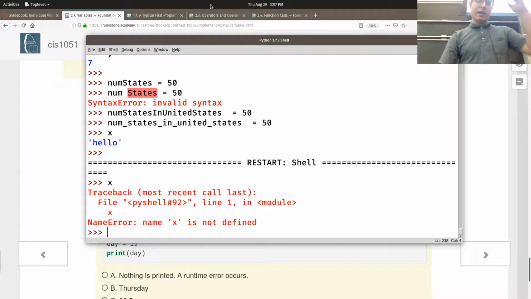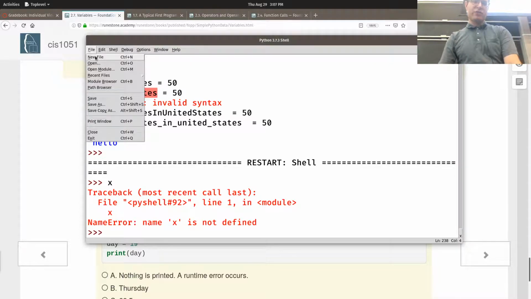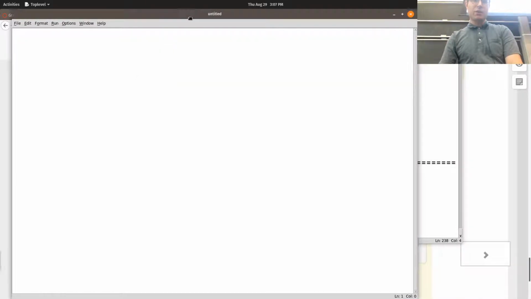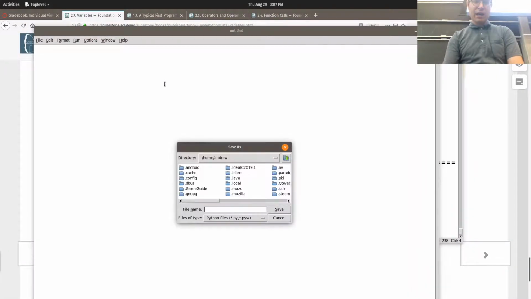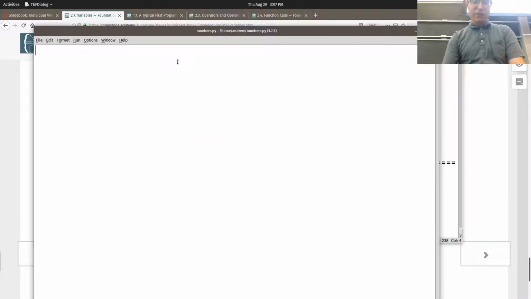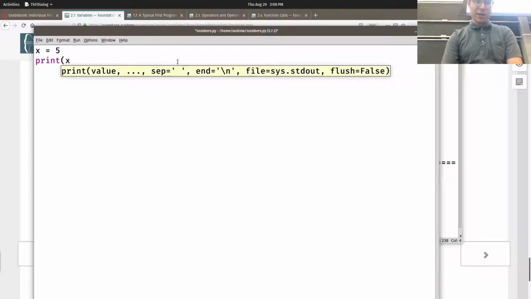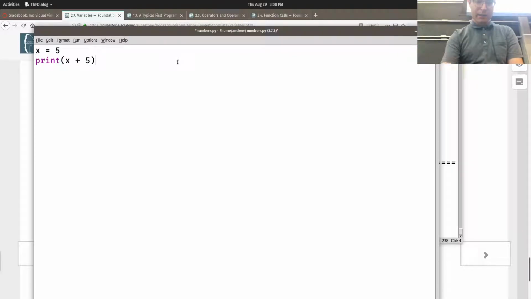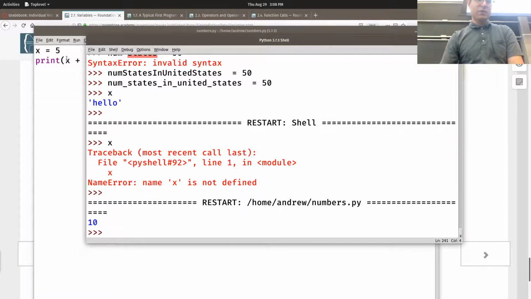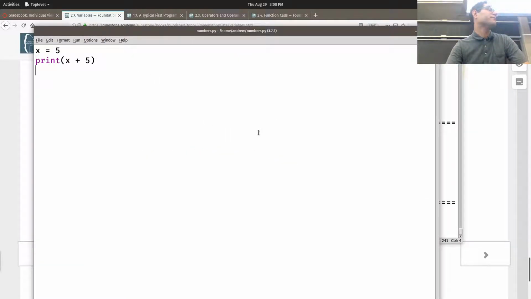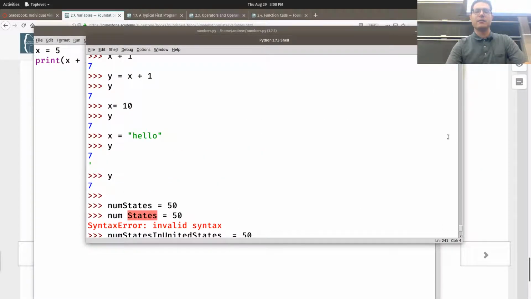Now I'm going to show this in a script. For the last one, let's call this numbers.py. I'm going to say x is equal to 5, and then print x plus 5. This runs those two lines, x is equal to 5, and then print x plus 5, which gives us 10.